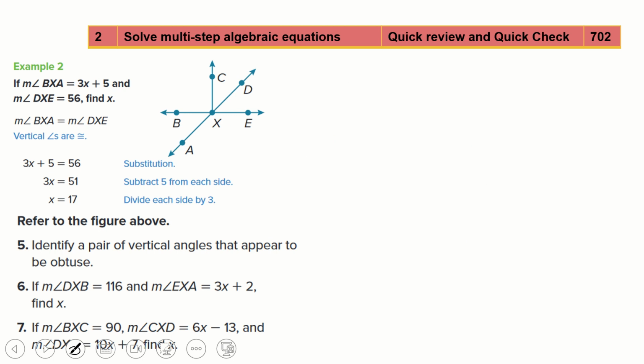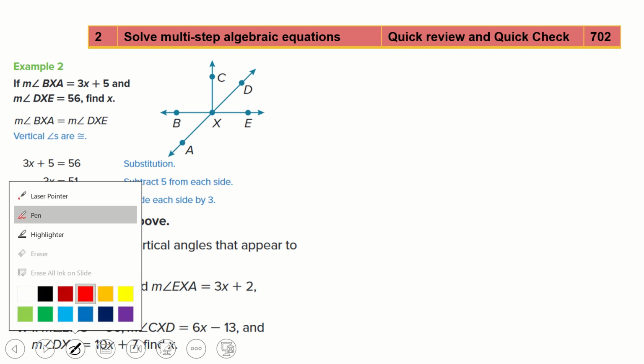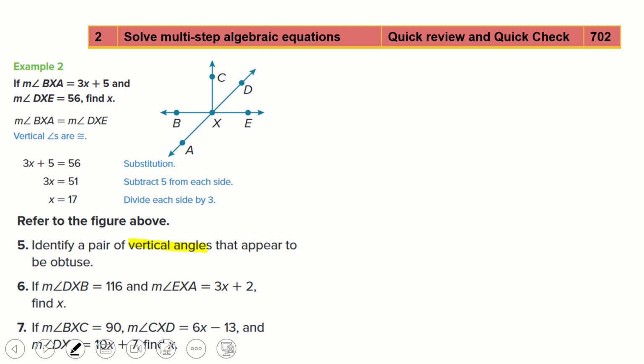Moving on to the second question, we have this graph, and we need to answer question 5, 6, and 7. This is identify a pair of vertical angles that appear to be obtuse. So an obtuse angle measures more than 90 degrees. And vertical angles are two angles that form the X shape, as I told you in the class.